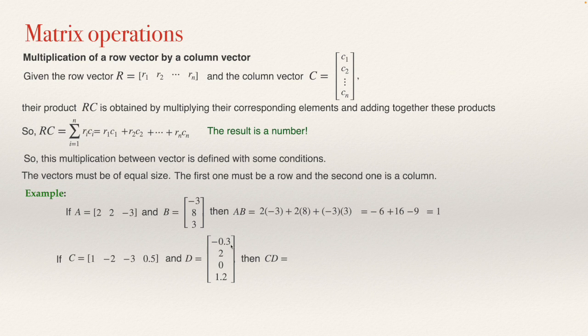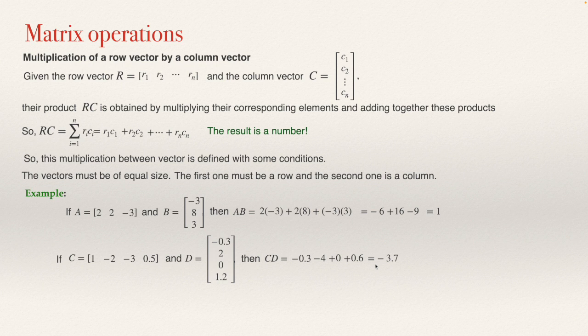This will be 1 times negative 0.3, that will be negative 0.3. Negative 2 times 2, that will be negative 4, yeah? So it will be minus 4. Then negative 3 times 0, that is 0. And then 0.5 times 1.2, that is 0.6. So it will be plus 0.6. Add together all these numbers, 0.6 minus 4 minus 0.3. The answer that I get is negative 3.7. Okay, good. So that is the operation between a row vector and a column vector.